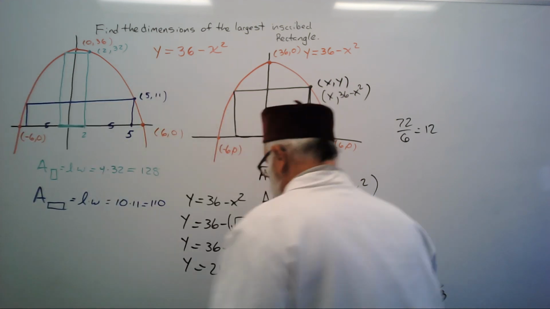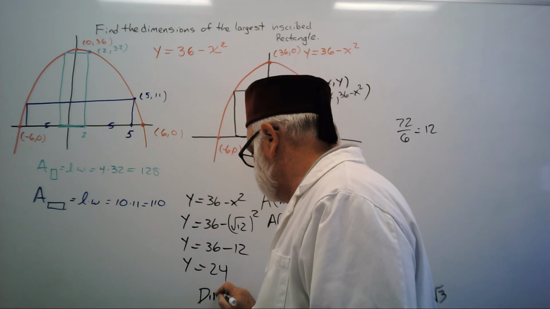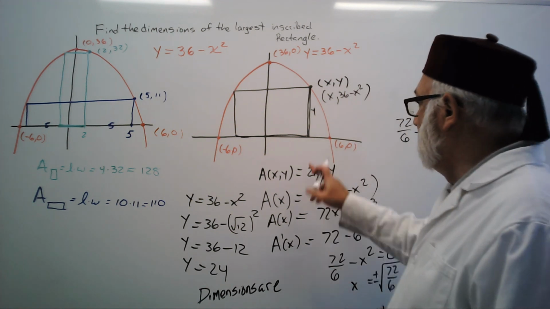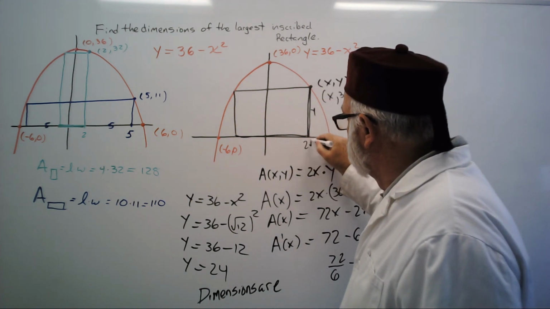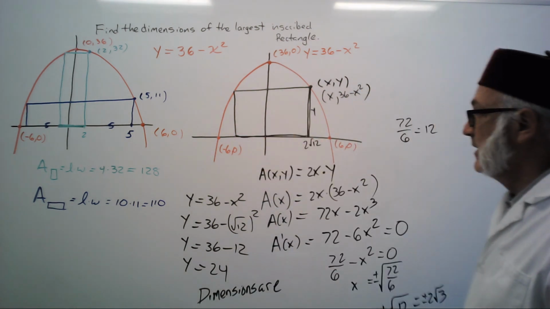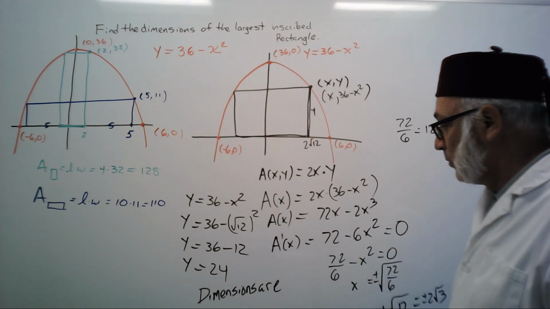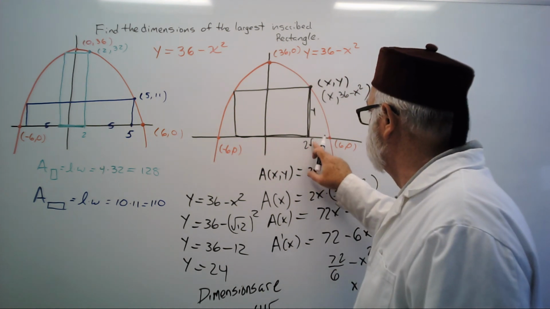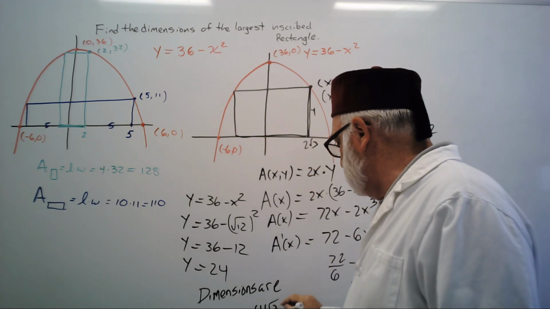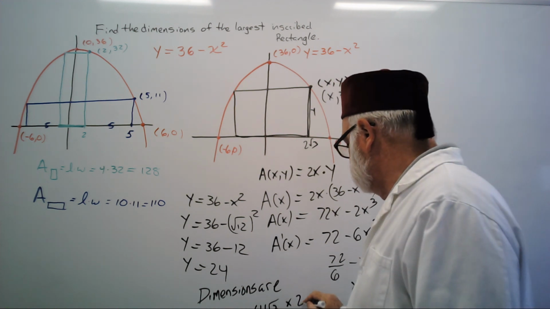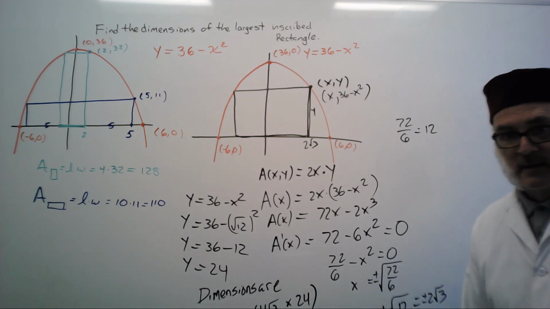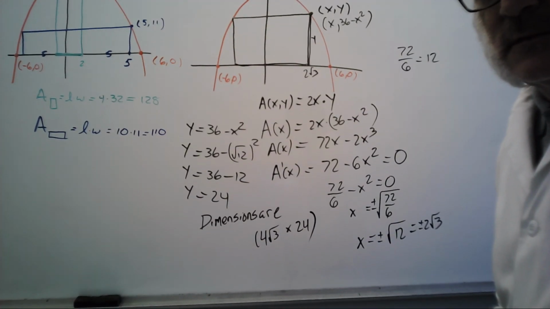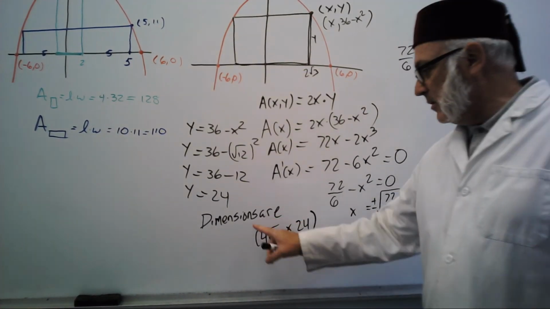Okay, so the dimensions are, so if this is 2 root 3, the entire length of the rectangle is 4 root 3, so the dimensions are 4 root 3 by 24. And the dimensions are 4 root 3 by 24.